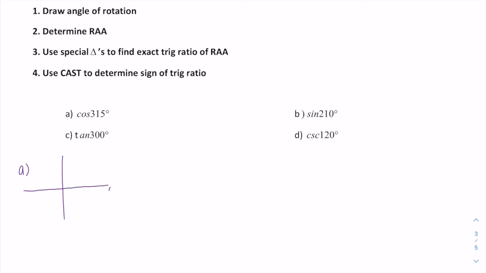So remember that we have 0, 90, 180, 270, just to help orient yourself. So for A, we're looking at cosine of 315. So 315 starts here, passes 90, passes 180, passes 270, and is going to end up somewhere around here, being our terminal arm. That's the first step.